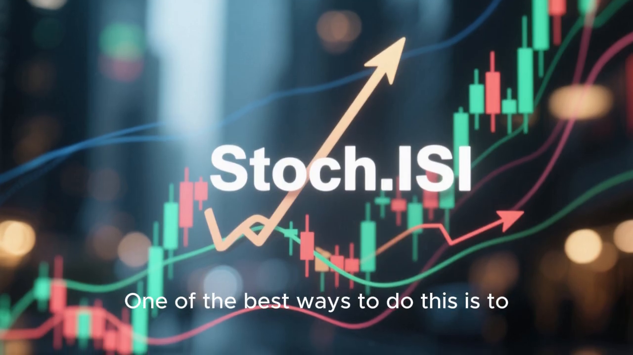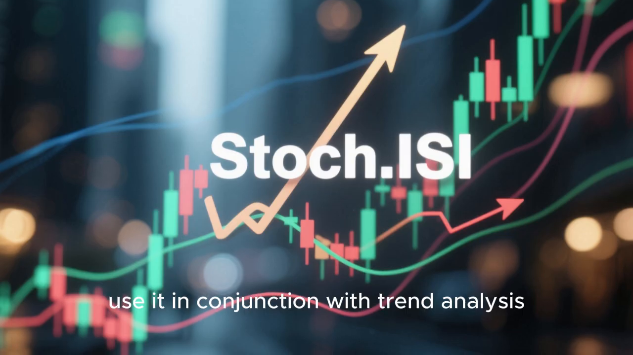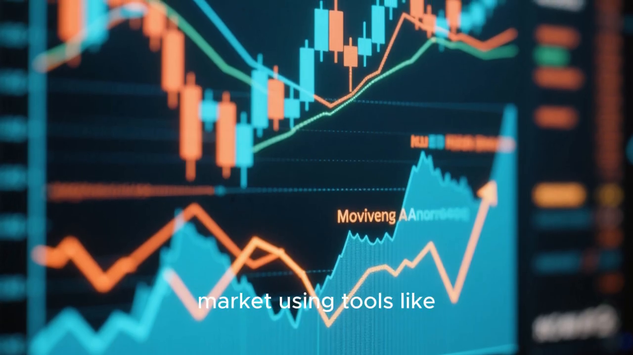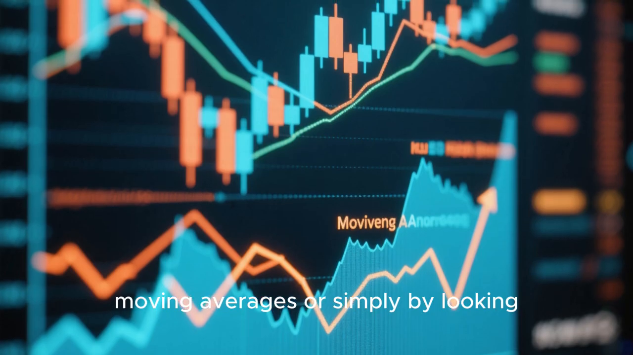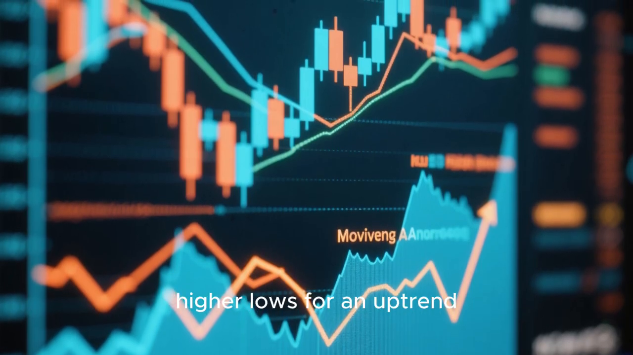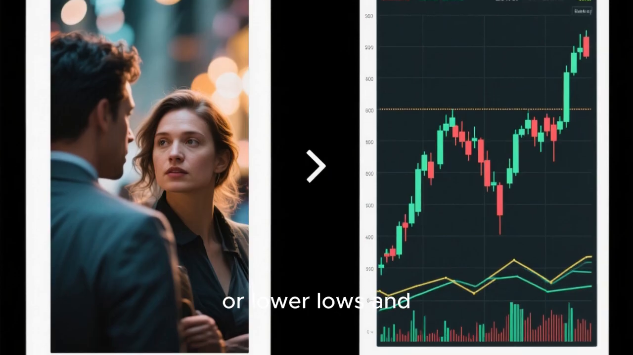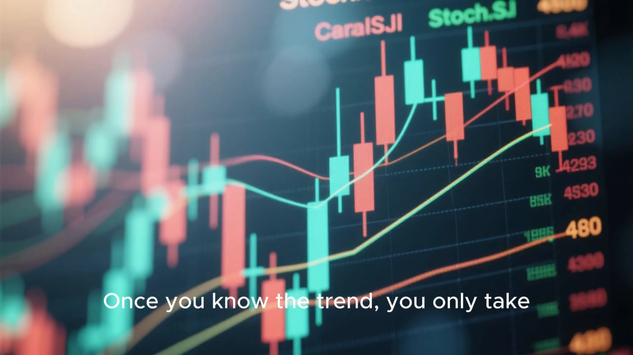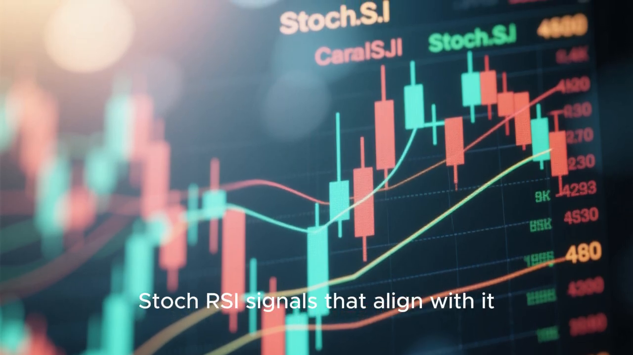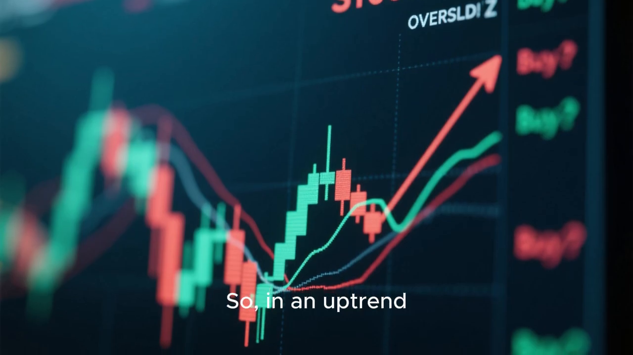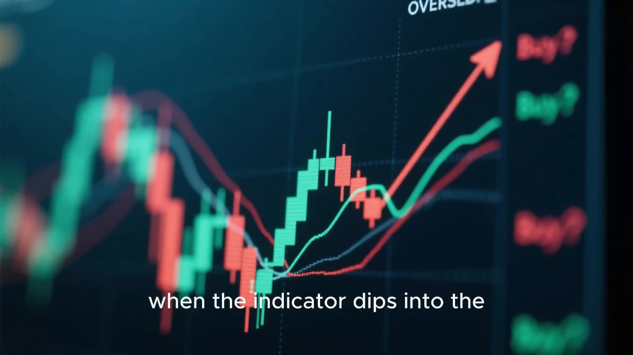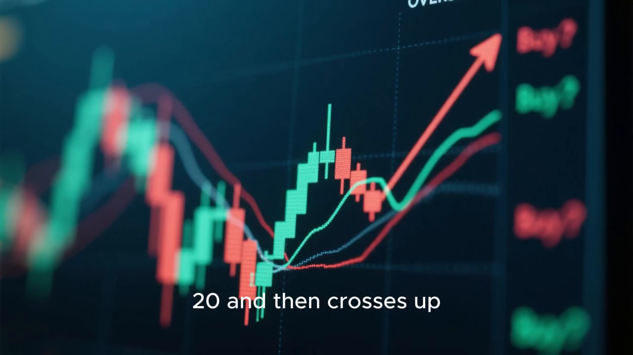One of the best ways to do this is to use it in conjunction with trend analysis. First, identify the primary trend of the market using tools like moving averages or simply by looking at the price action. Are we seeing higher highs and higher lows for an uptrend, or lower lows and lower highs for a downtrend? Once you know the trend, you only take Stoch RSI signals that align with it. So, in an uptrend, you would only look for buy signals, that is, when the indicator dips into the oversold area below 20 and then crosses up.